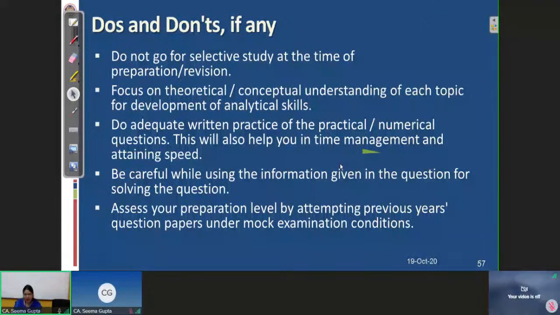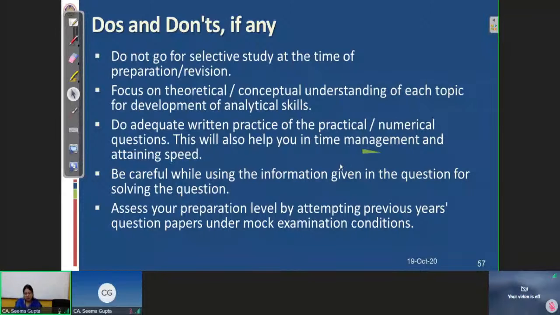Assess your preparation level by attempting previous examination question papers under mock examination conditions. How to manage time, we have already discussed this: planning needs to be done in 15 minutes so that you can give your best in 3 hours of examination. That is why these 15 minutes are so crucial.